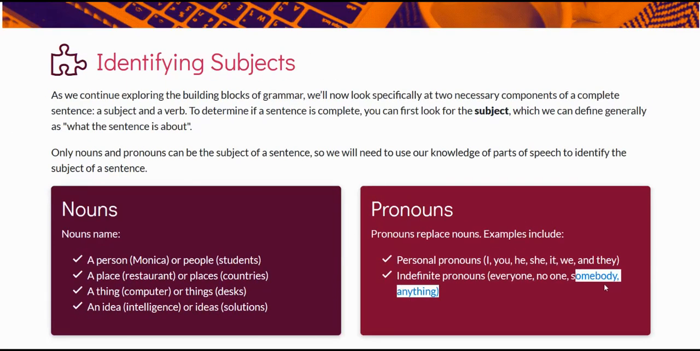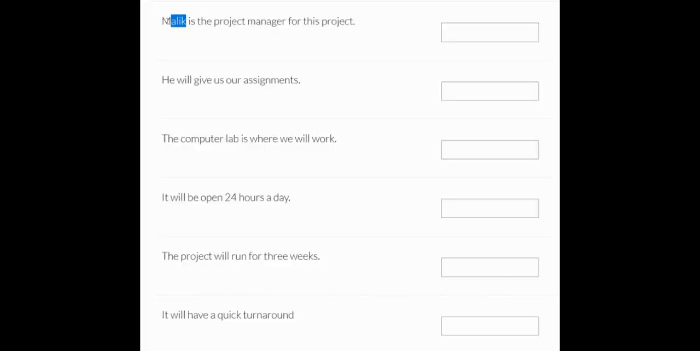We can identify Malik as the subject of this sentence because you know that the name of a person, a noun, can be a subject. We also can see a pronoun here identifying a specific person, he.